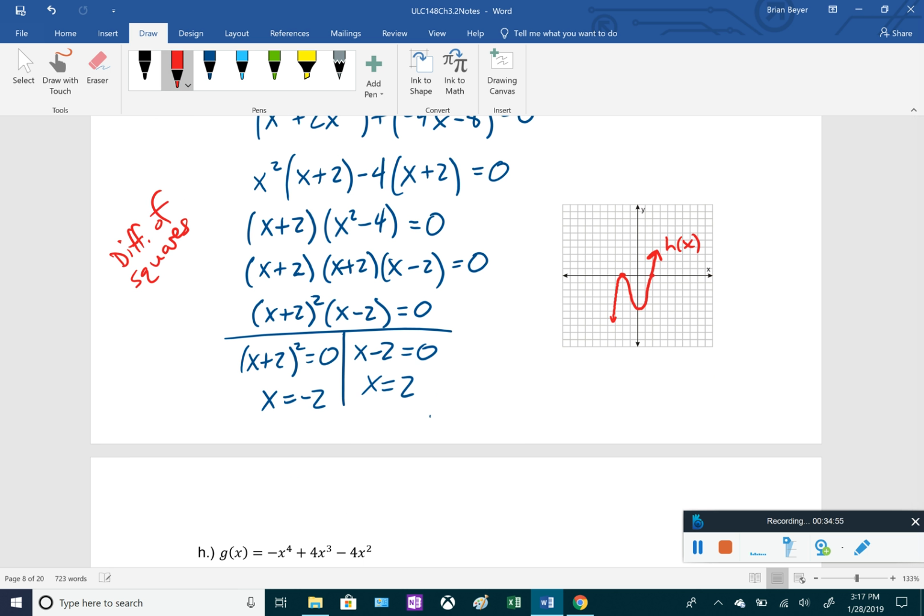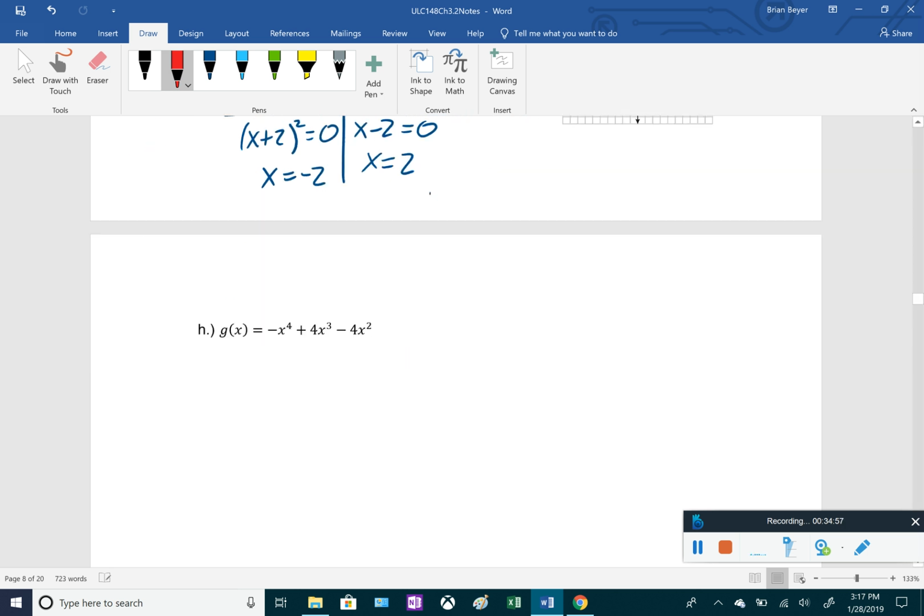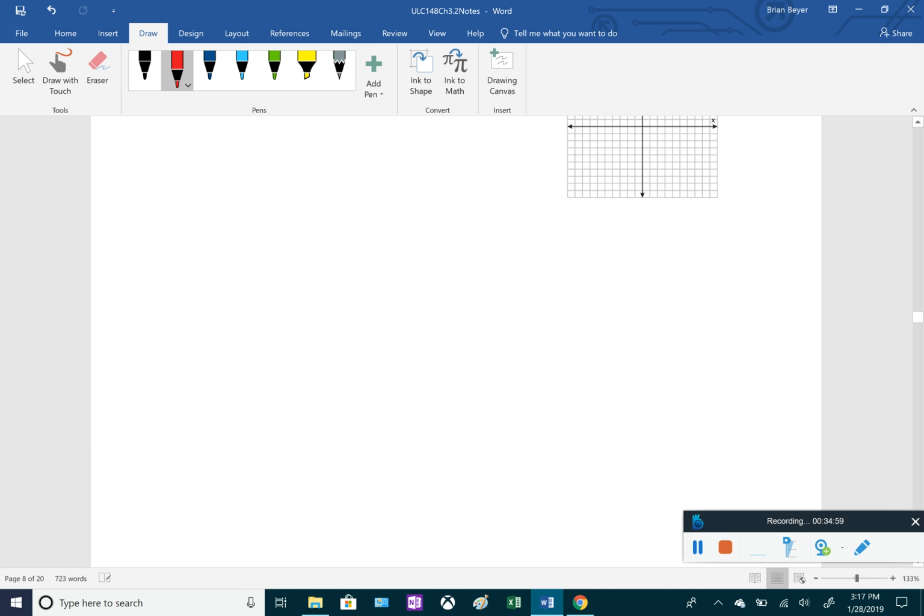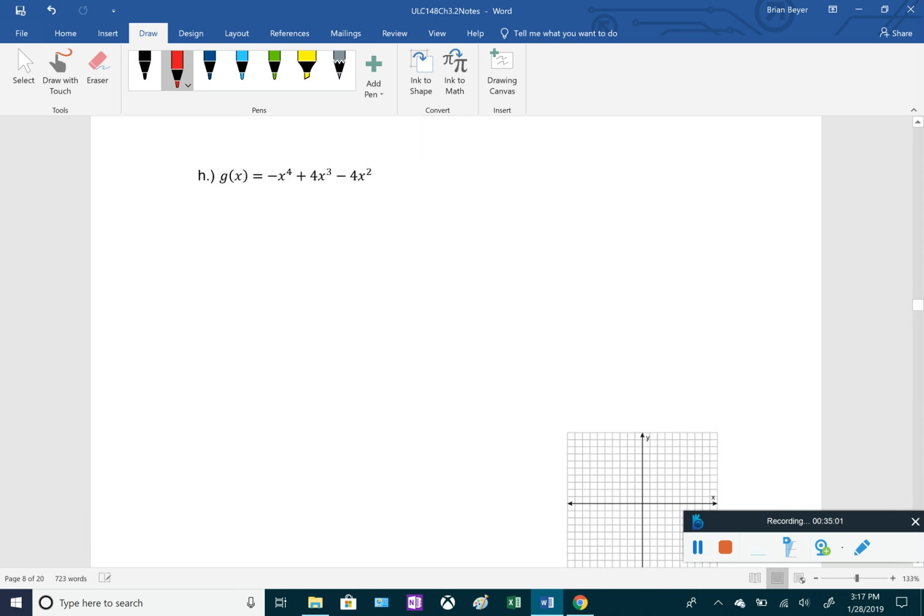Okay, so let's do maybe one more here. Yeah, just one more before we get into the next thing. So we have g of x is negative x to the fourth plus 4x cubed minus 4x squared. So that's going to be negative x to the fourth plus 4x cubed minus 4x squared equals 0.